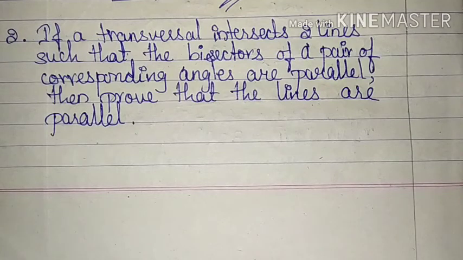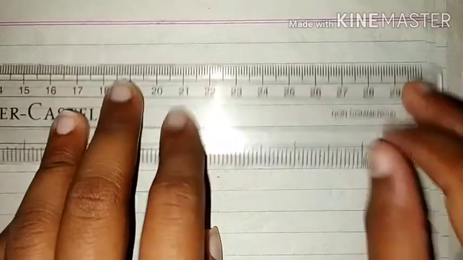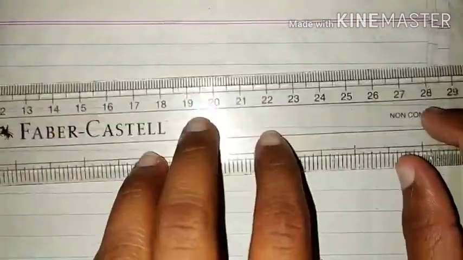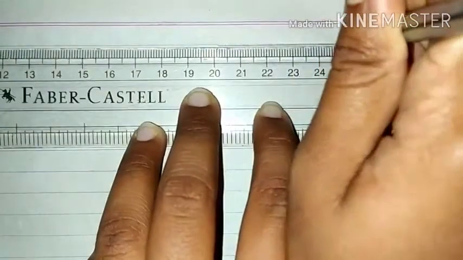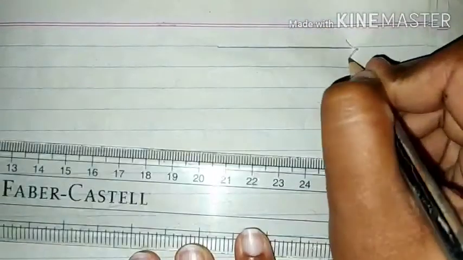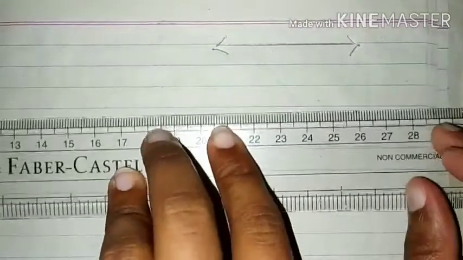So if a transversal intersects two lines such that the bisectors of a pair of corresponding angles are parallel, then prove that the lines are parallel. If the angle bisectors of the corresponding angles are parallel, we have to show that the lines will be parallel. So first let us draw a figure for this question. For the sake of understanding, here I am going to draw parallel lines, but we don't know if our given lines are parallel or not yet. We have to prove that, but just for understanding, I am going to draw two parallel lines.